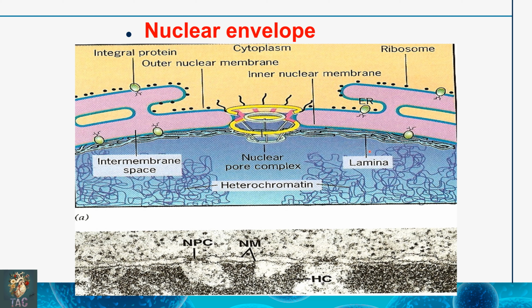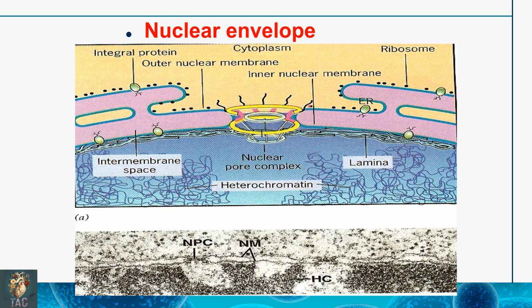ribosomes as well. The inner nuclear membrane is attached to the inner lamina, which is formed by intermediate filaments forming the lamins. This intermediate lamina acts as a scaffold which helps the inner nuclear membrane and gives it support.